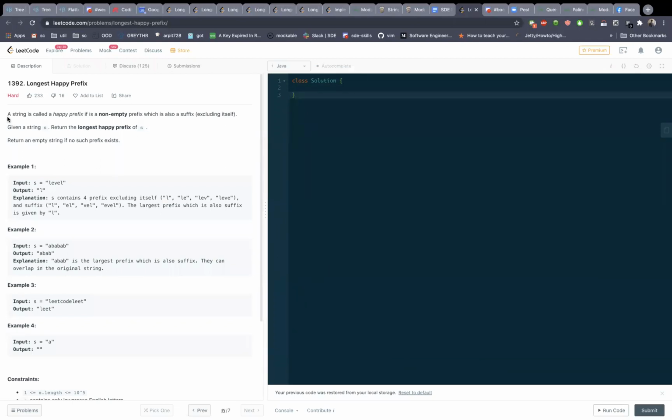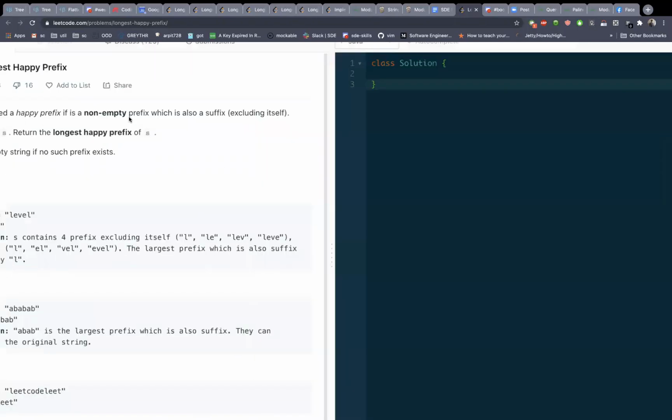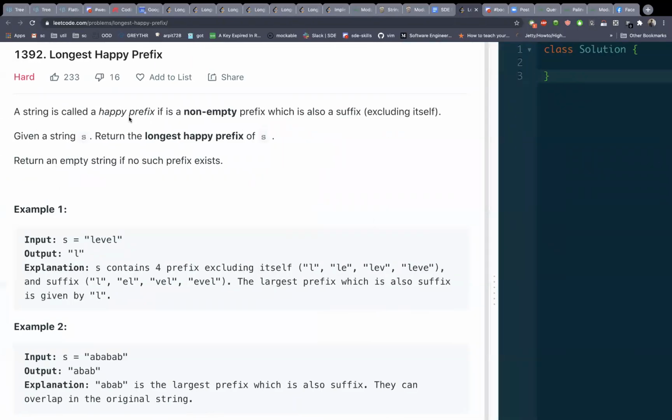So we are given basically one string, and we need to find a prefix that is also a suffix of that string. So basically, we are given one string, and we need to find the length of the longest prefix that is also a suffix of that string.